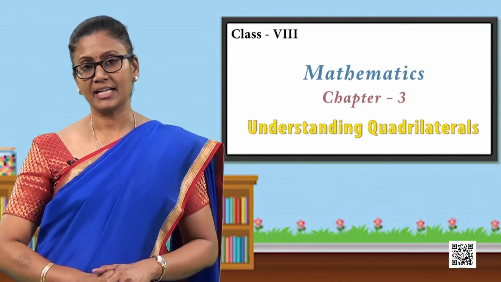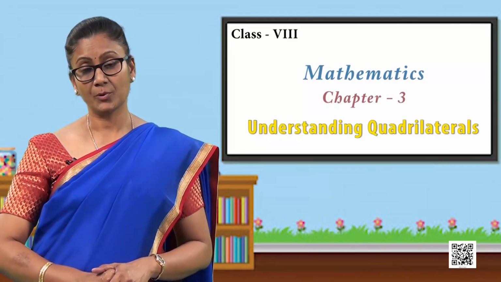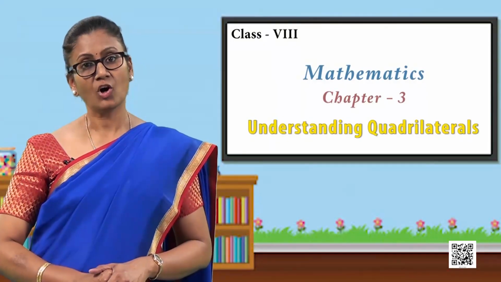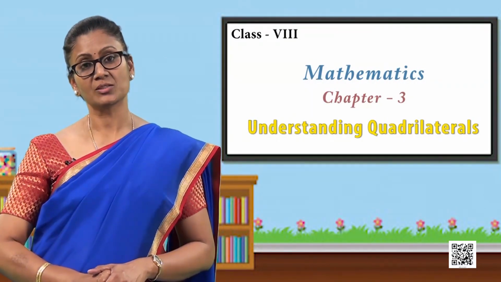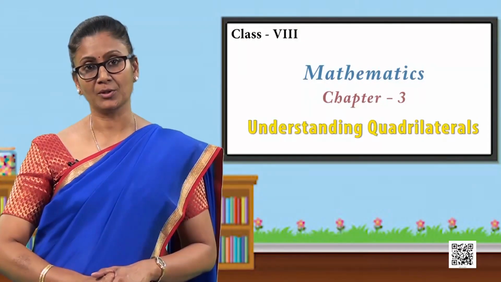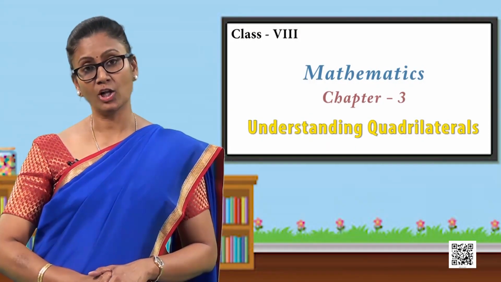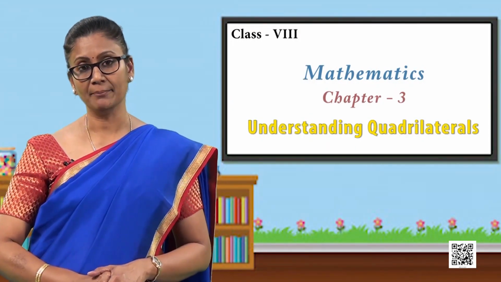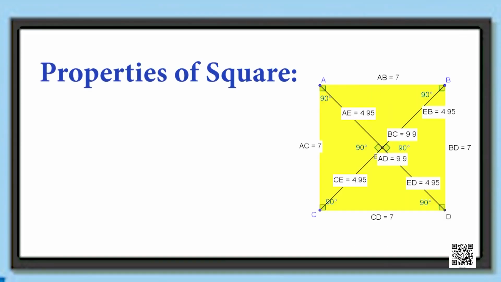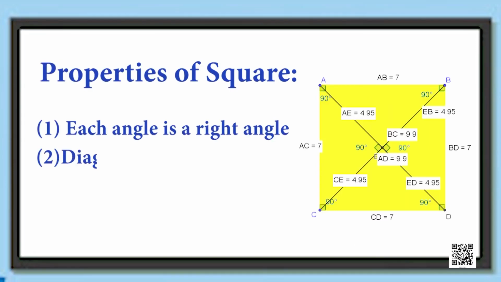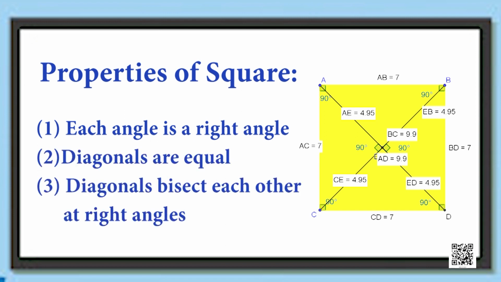So, what did you understand from the video, children? A square is a rectangle when all its sides become equal. Also, a square is a special variety of parallelogram because it has got all the properties of a parallelogram, a rhombus and a rectangle. So, now let us list the properties of a square. Each angle is a right angle, the diagonals are equal and the diagonals bisect each other at right angles.